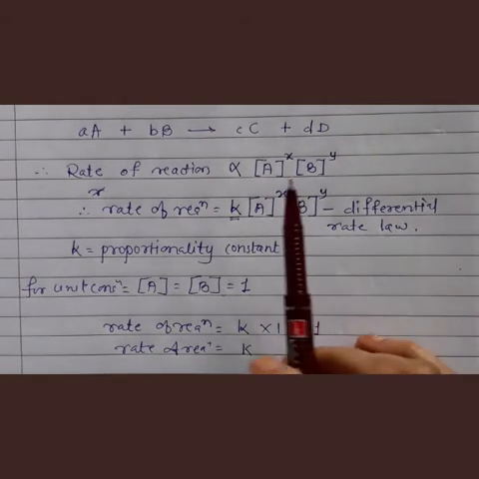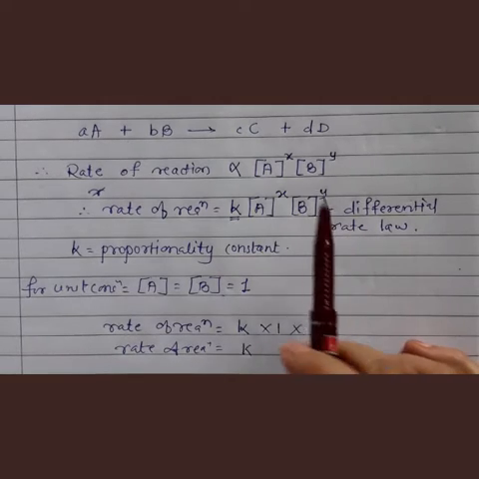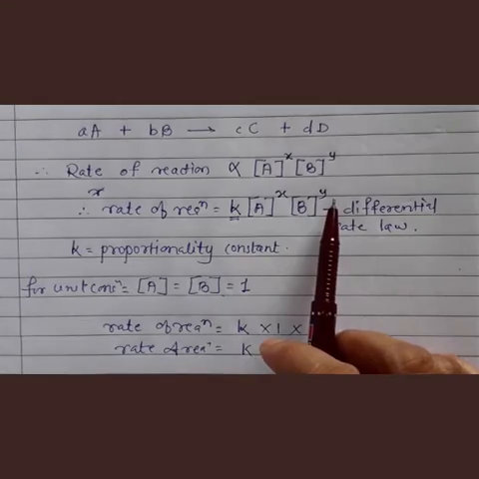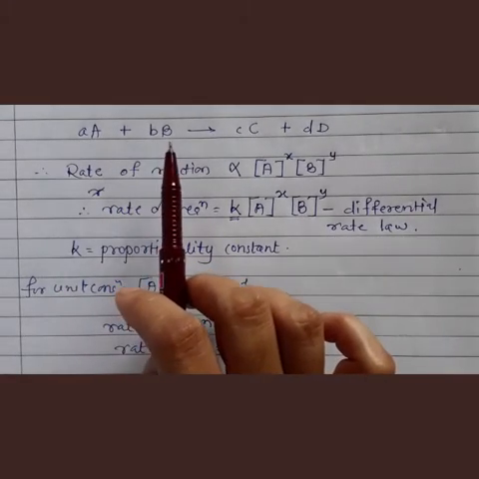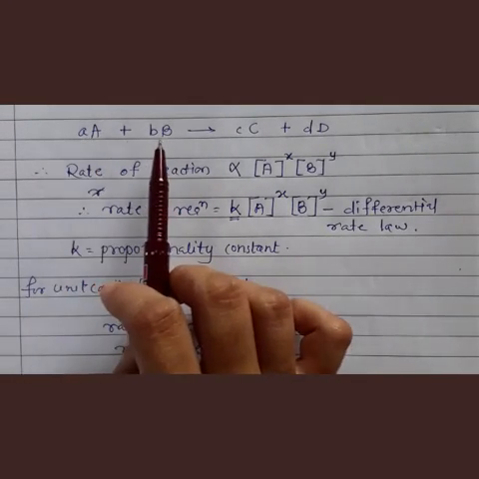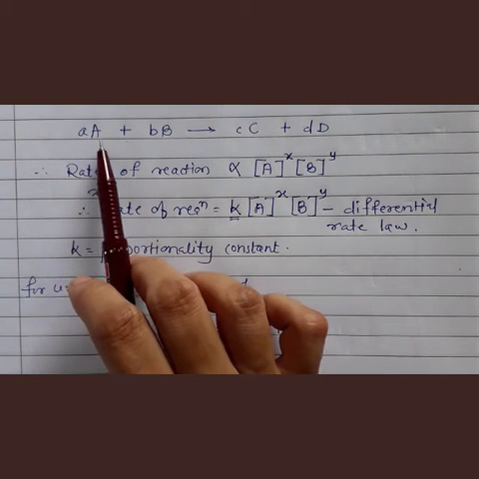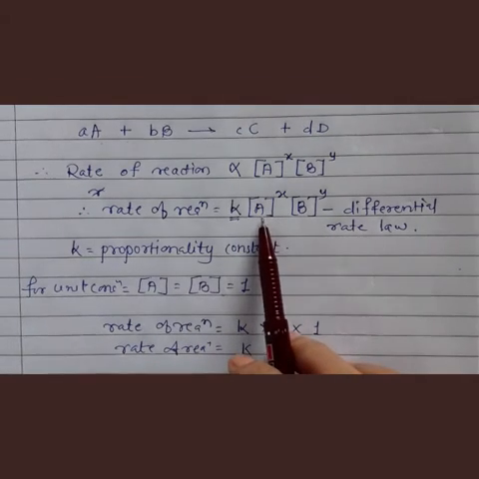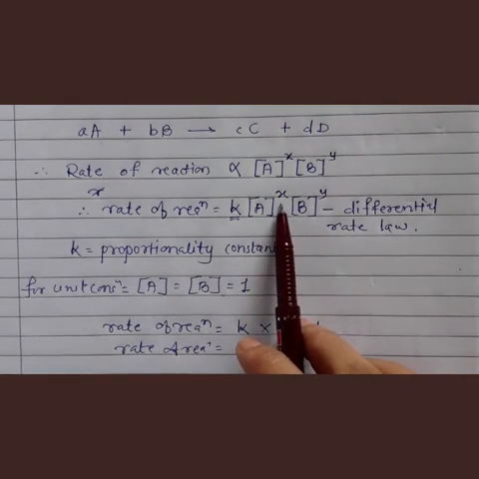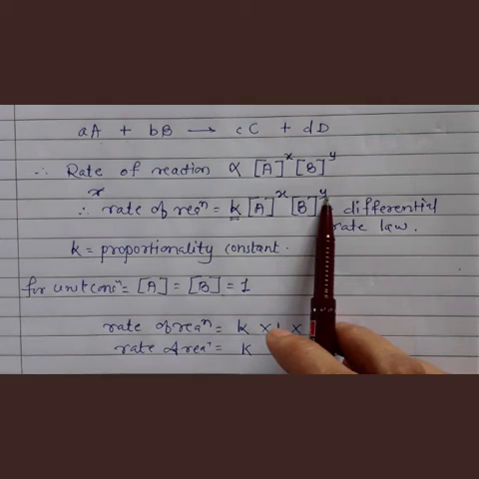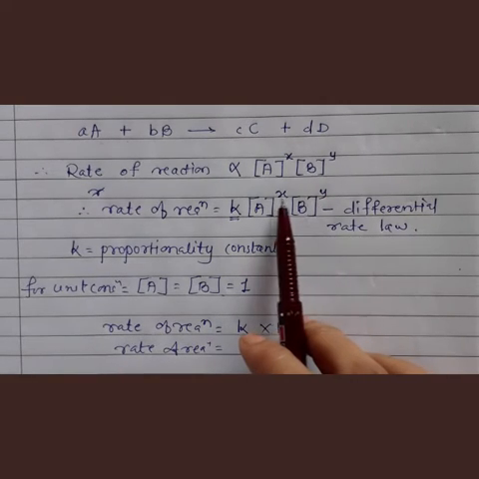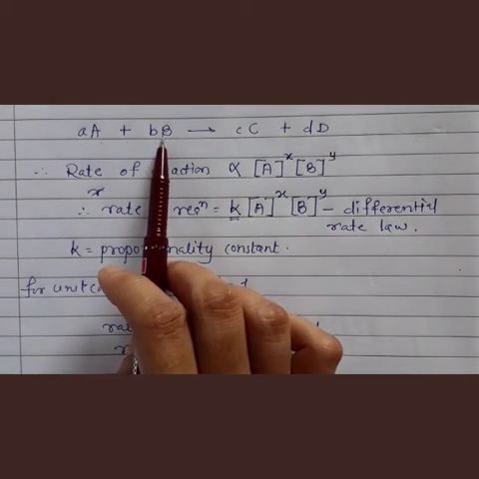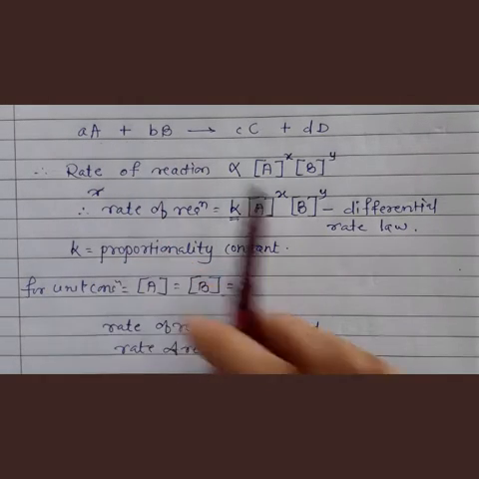Now let us see what these x and y, these exponents, are. What is x and what is y? See, these x and y are different from the moles of reactants. See, here I have written a and b. a is the moles of reactant A and b is the moles of reactant B. But here we have written concentration of A raised to the power x, concentration of B raised to the power y. Understand? But these exponents are not equal to the moles or stoichiometric coefficients. They are different from these.